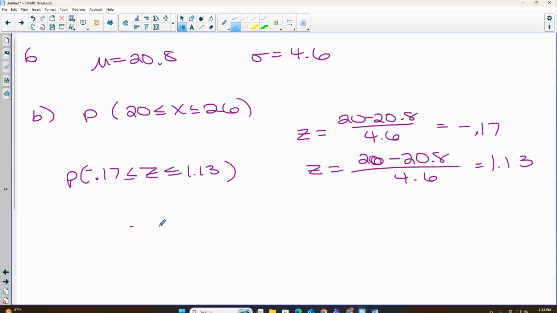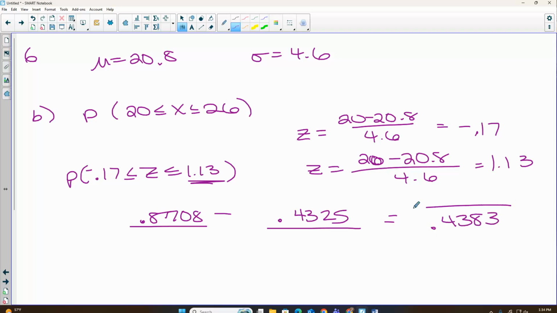All right, so between is when we subtract the probabilities. You have to look up the bigger one first. So we go to our table. If our Z is 1.13, that is 0.8708. If our Z is negative 0.17, that is... I lost it. Okay, and so then if we subtract those, we get our probability.